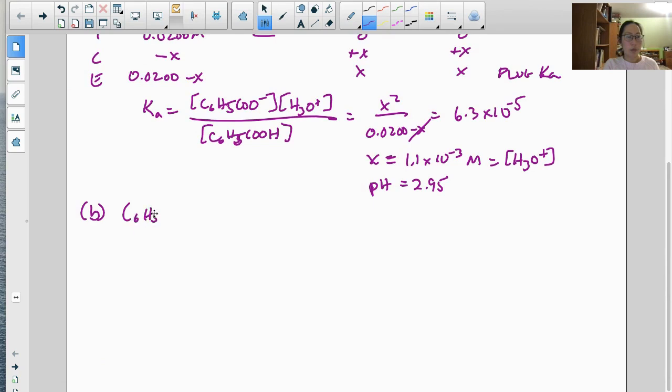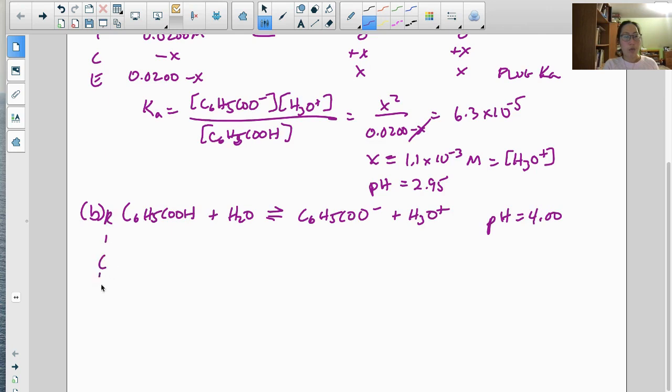C6H5COOH plus H2O, plus H3O plus. Now they tell us that the pH has to be 4 in this buffer. Okay, so there are things that we know in this RICE table. So we know the initial concentration here.